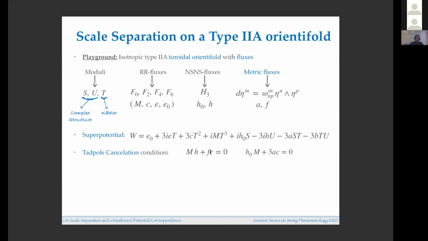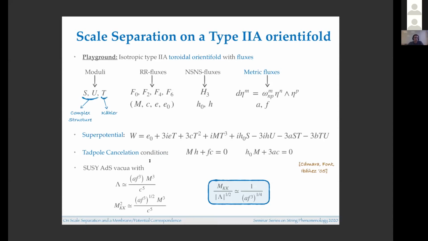They also give an extra contribution to the tadpoles, so that if we have a Romans mass, this M here different from 0, we can cancel the localized sources among themselves. So O6 planes with D6 branes on top, and we forget about that, and we can cancel the fluxes among themselves too. From the effective field theory point of view, we just put these fluxes on top of the toroidal orientifold, and what happens is that we minimize the potential and we obtain some supersymmetric AdS vacua. These were found here. Everything seems to be fine with them.